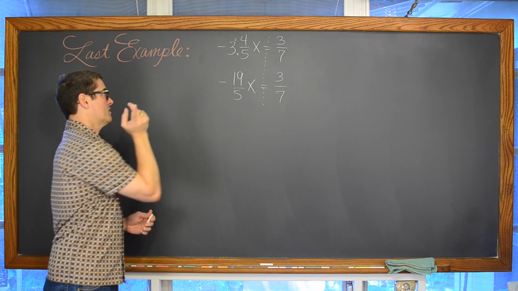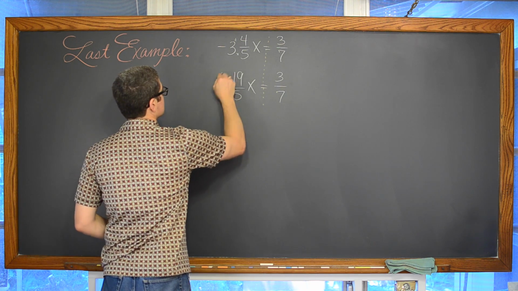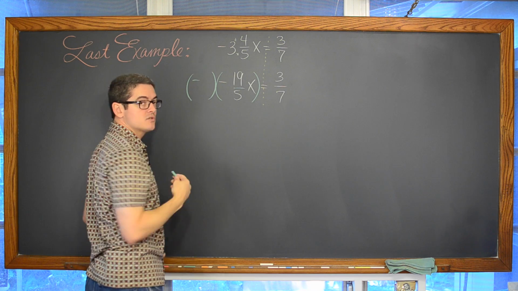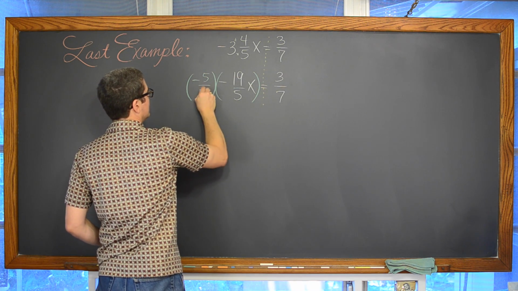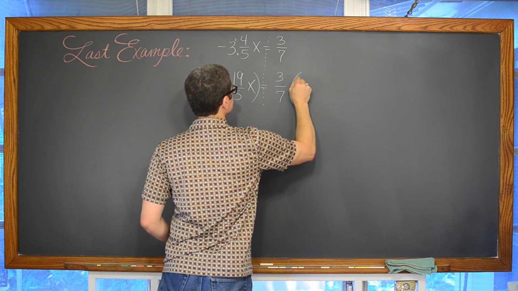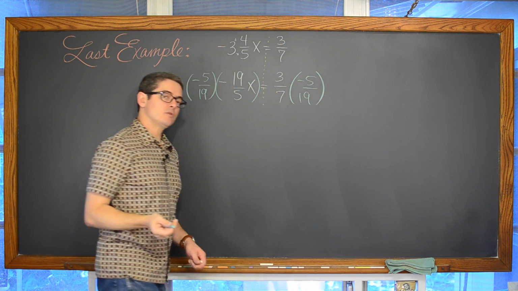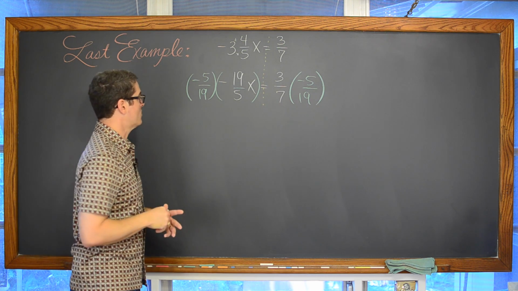Now again, to get rid of that coefficient, which is a fraction, we're going to multiply both sides of the equation by negative, I don't want to change the sign, flip the fraction. We're going to have 5 over 19. And you can pretty much do whatever you want to an equation as long as you do it once to each side of the equation.